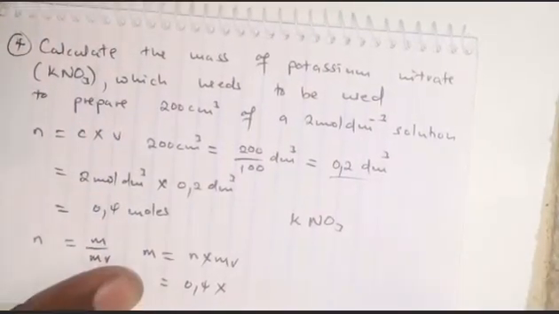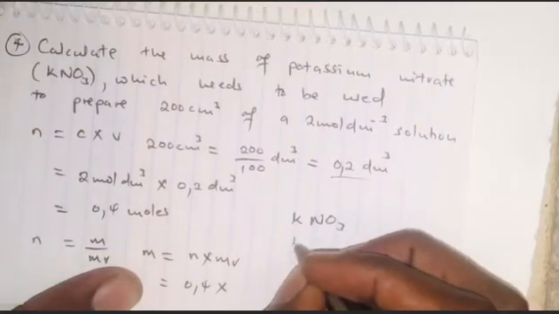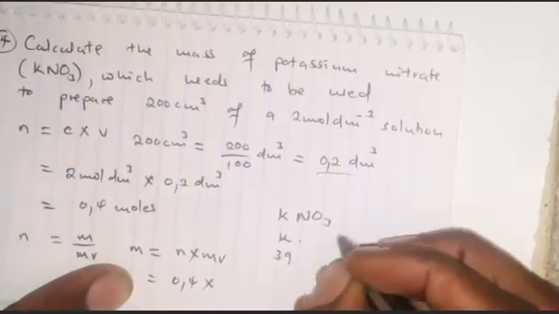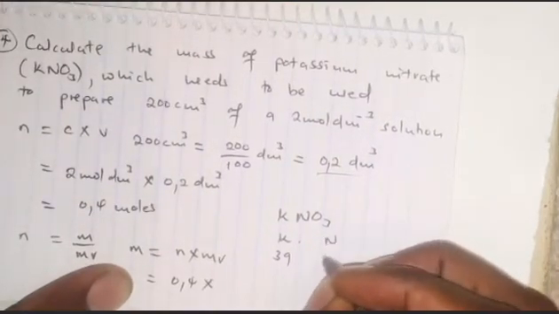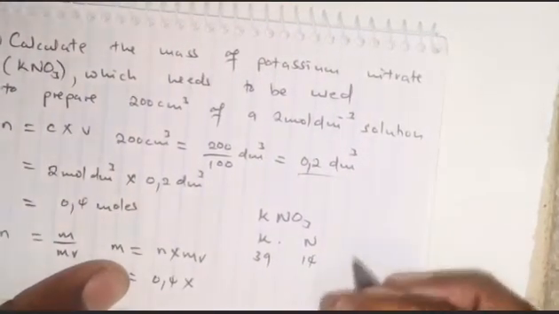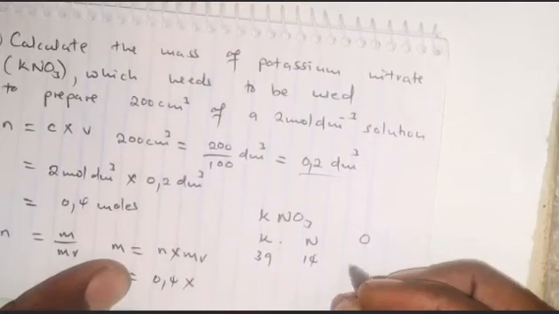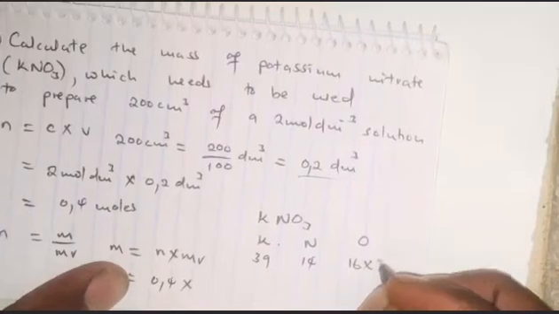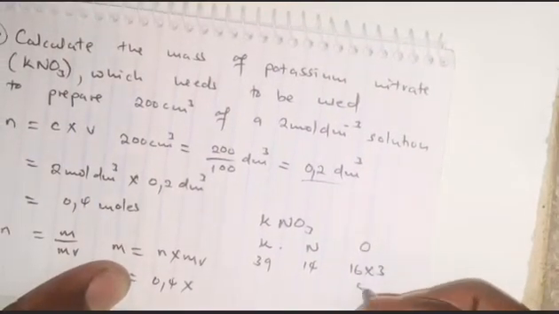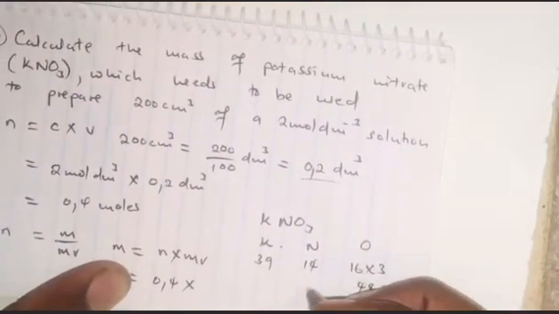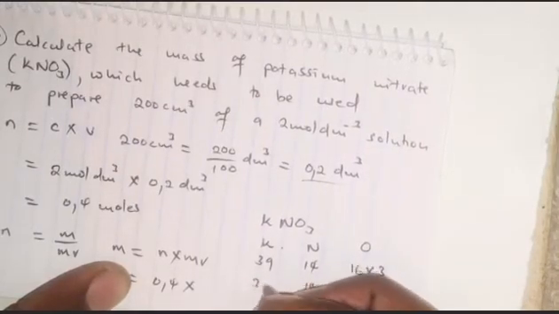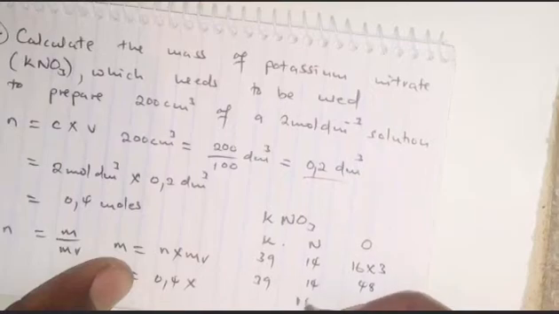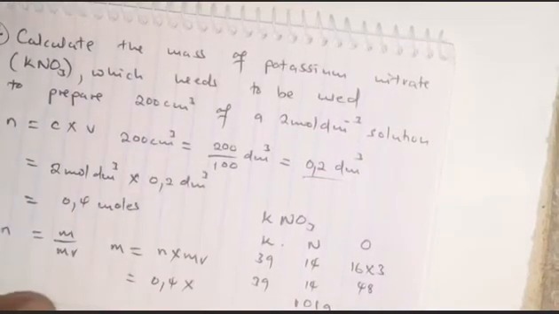KNO3. The molecular mass, it will be K. For K, I've got 39. That's the atomic mass. Then for N, I've got 14. That's the atomic mass. For oxygen, O, I've got 16 times 3 because I've got 3 atoms of oxygen, which is 48. Then here 14. Then 39 here. Then of course using my calculator, I'll get 101 grams.